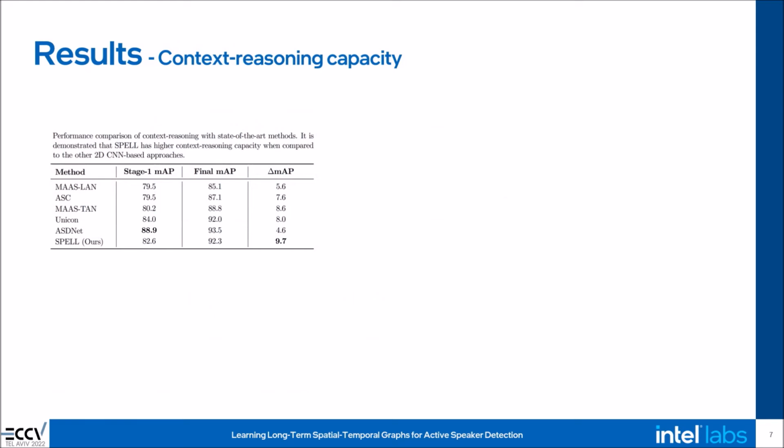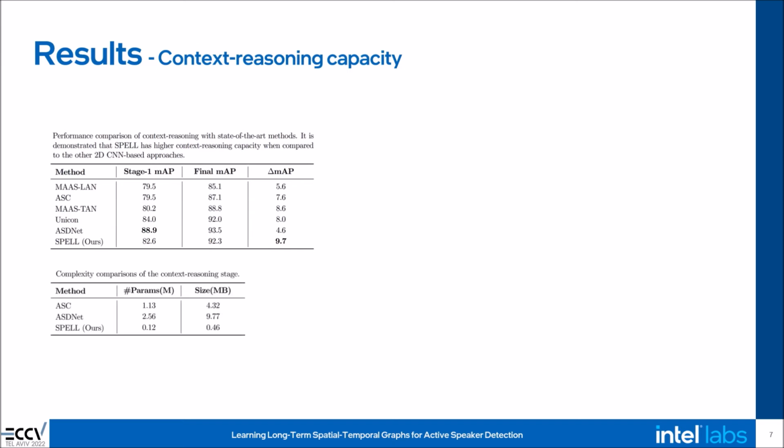For the results, we first show that SPEL is effective in learning useful context information. All these methods in this table have multi-stage frameworks. Here, Stage 1 MAP is the detection performance when using only the feature encoding stage, or Stage 1, so the difference between this and the final MAP can provide a good insight on the performance of the context reasoning modules. As you can see, SPEL outperforms all the other methods in terms of the context reasoning performance.